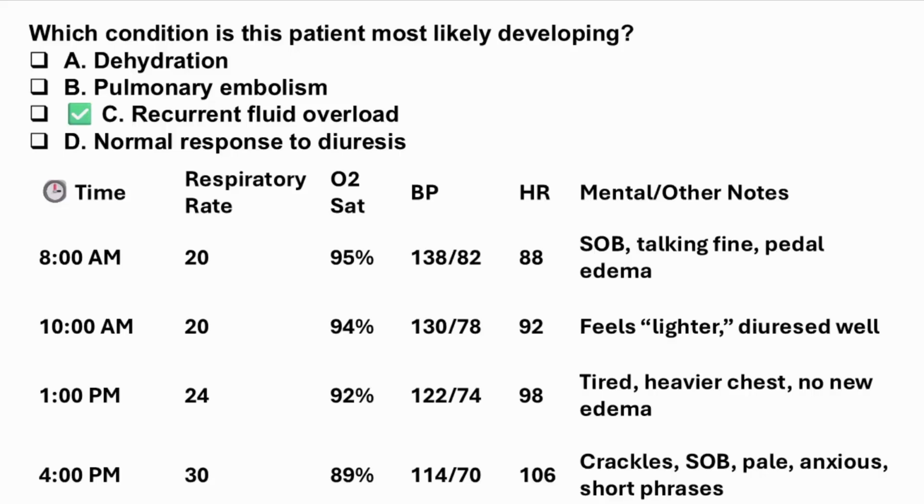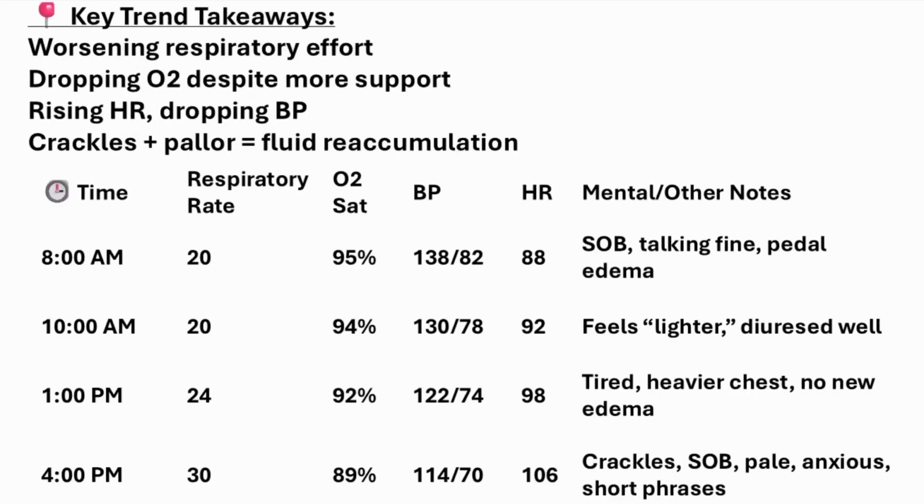Let's walk it through. First, what are the key changes? Her respiratory rate is climbing from 20, 24, 30. Oxygen saturation is dropping, even as oxygen is increased. Her HR is rising, and BP is slowly trending downward. She went from talking normally to short phrases, anxious and pale, and now crackles in the lungs. So what's the trend here? This is pointing straight toward reaccumulating fluid in the lungs, likely due to CHF not resolving or possibly rebounding. The correct answer is C, recurrent fluid overload.